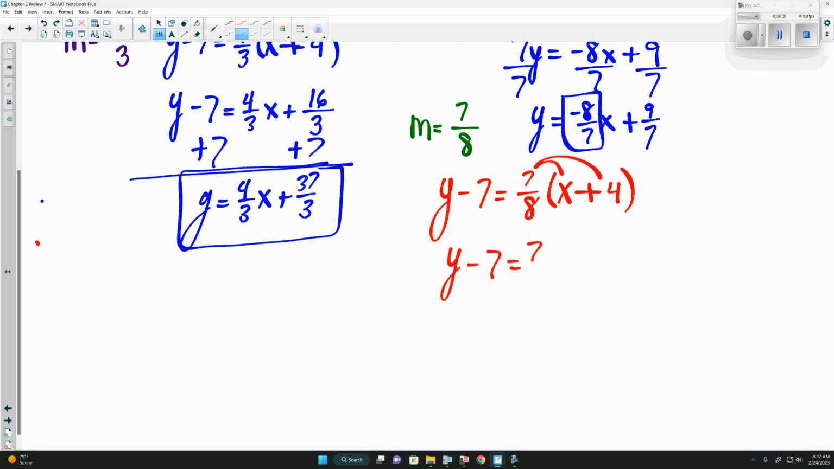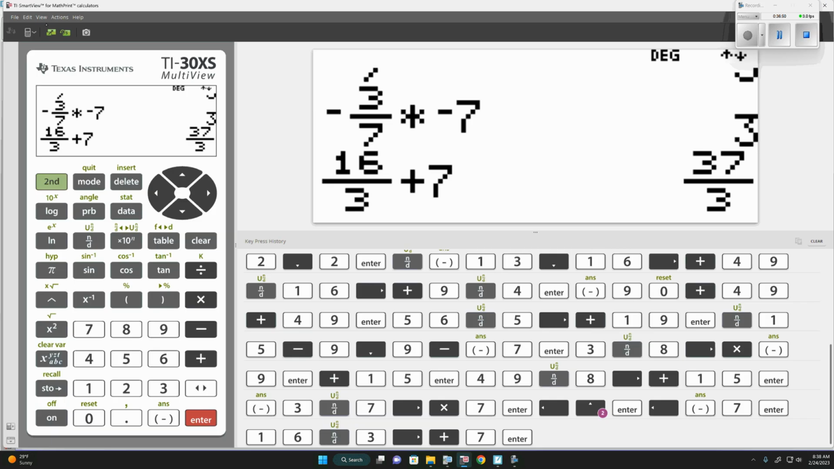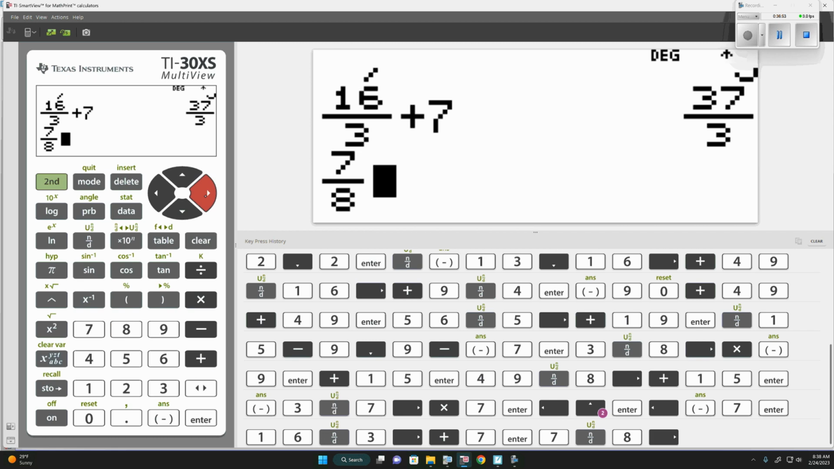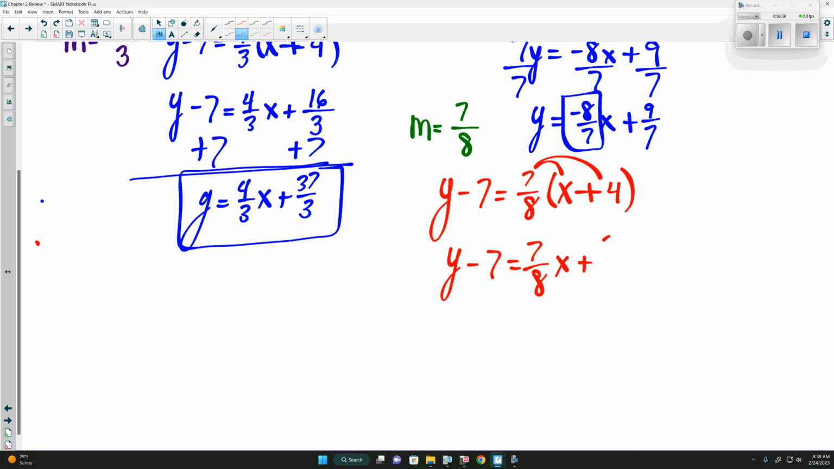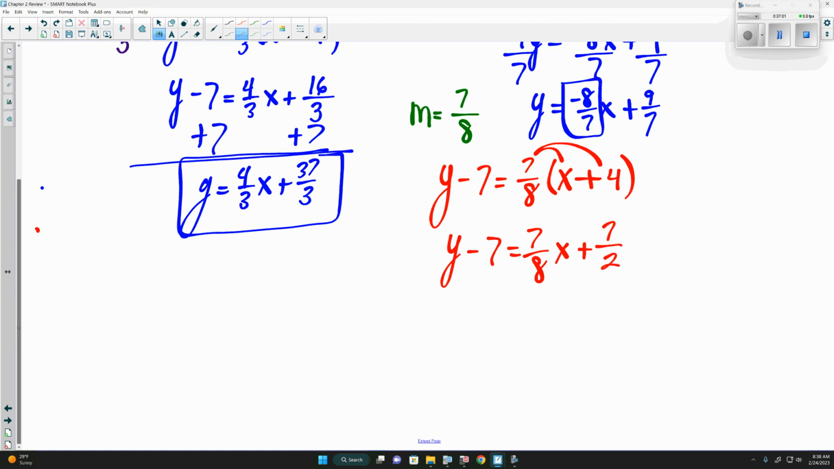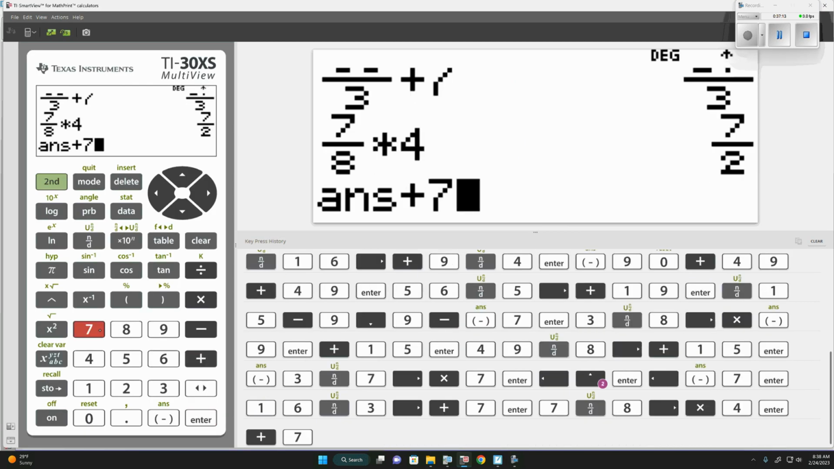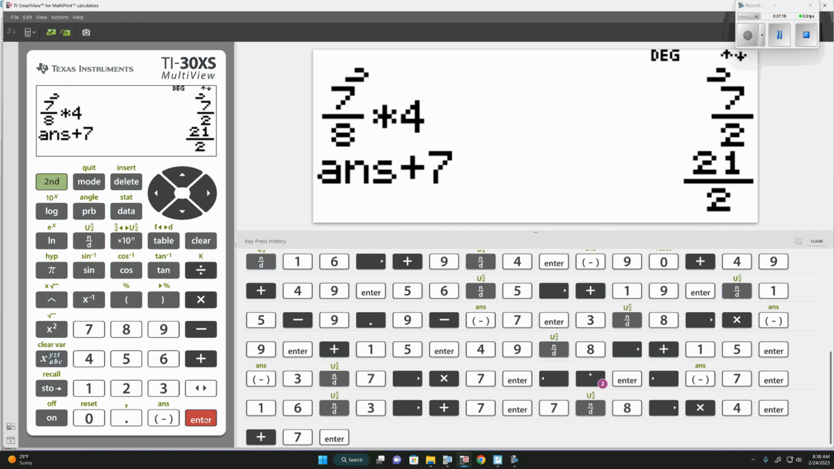Now we can distribute the 7/8 through, giving us 7/8 x. And 7/8 times 4 is going to be plus 28/8. I believe that will reduce. 7/8 times 4 is 7/2. So plus 7/2. And lastly, we will add 7 to both sides, telling us y is equal to 7/8 x plus, add 7 to it, 21/2.